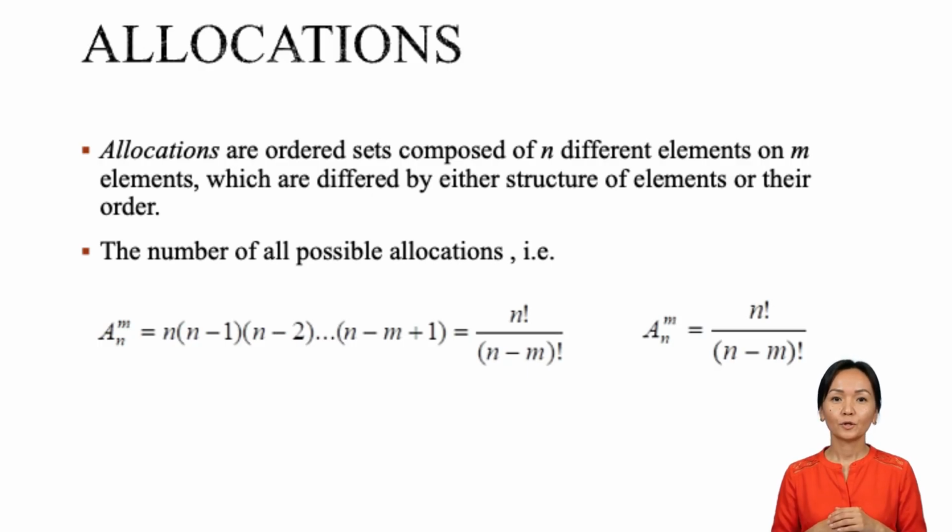The number of all possible allocations is denoted by A sub n superscript m, and the formula is n times n minus 1 times n minus 2, continuing until we've selected m terms, which simplifies to n factorial divided by n minus m factorial. So if we had 10 items and we wanted to select 3 of them in a specific order, the number of allocations would be 10 times 9 times 8, which equals 720.